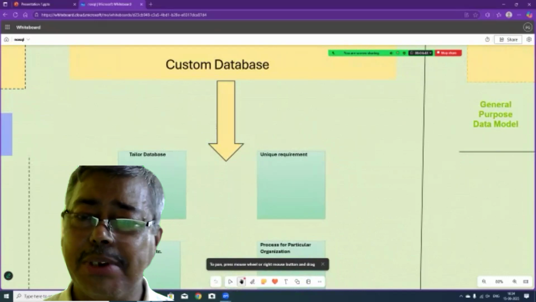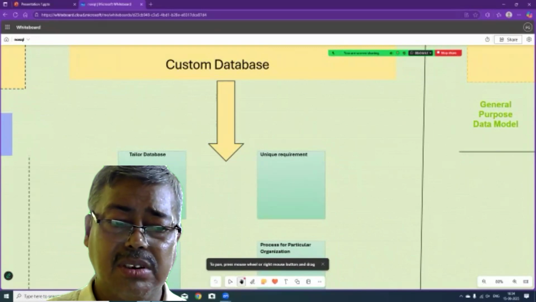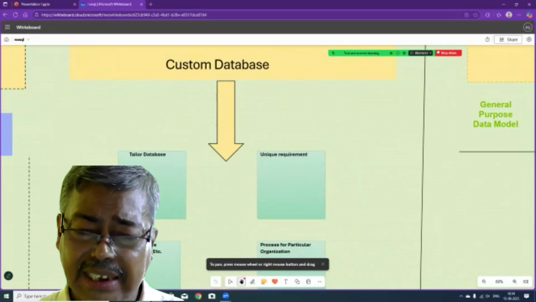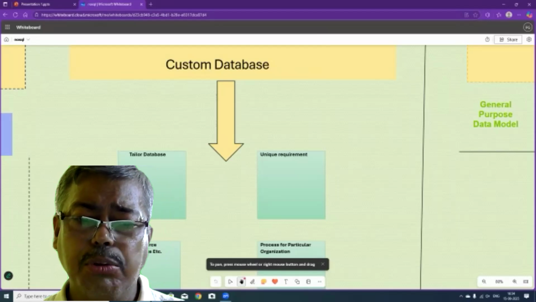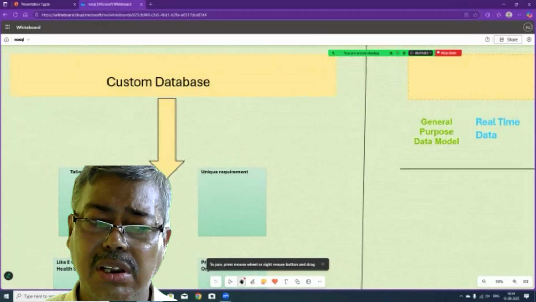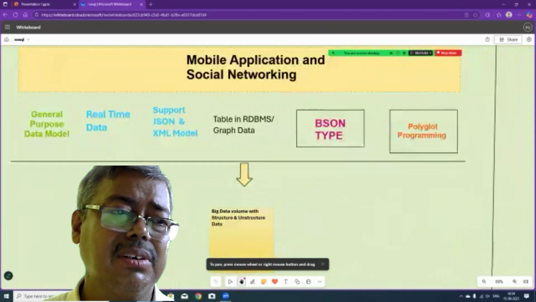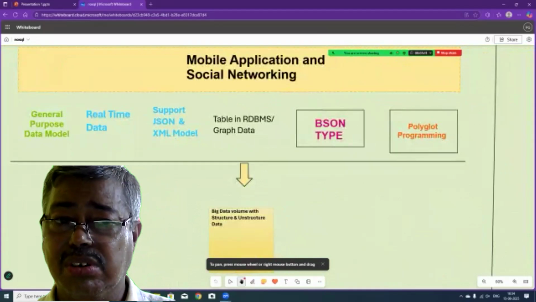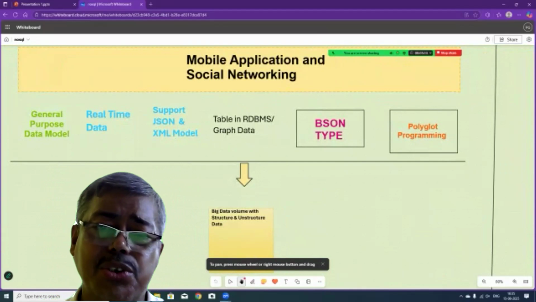Custom database. It is a standalone database. It is a tailored database, like e-commerce or a health scheme, an isolated database. It is for a unique requirement, a process for a particular organization. It is used in e-commerce and several health scheme systems. Another data source is mobile application and social networking. Nowadays, it is a vast top data source.